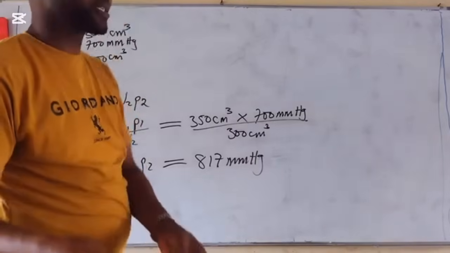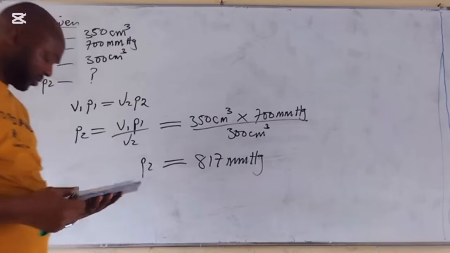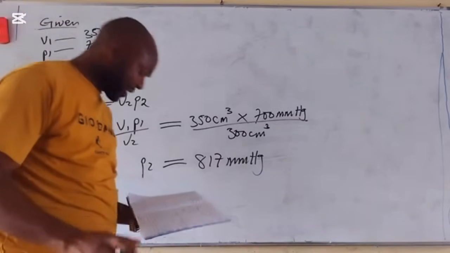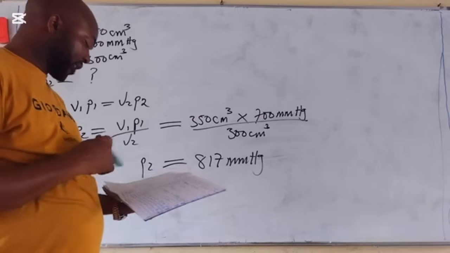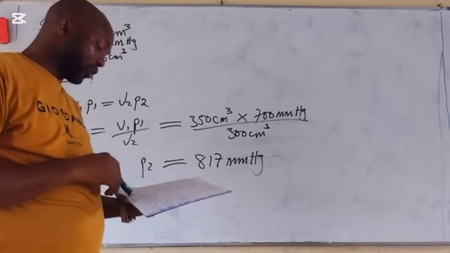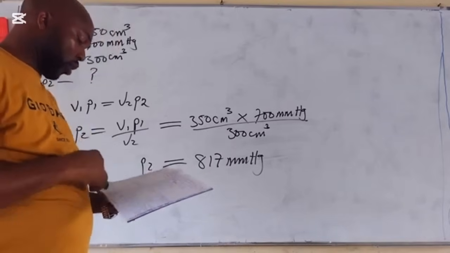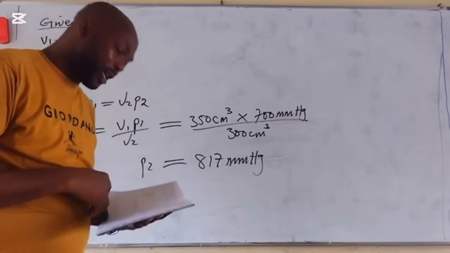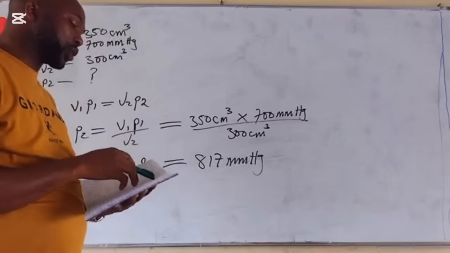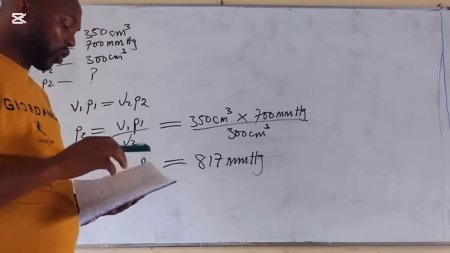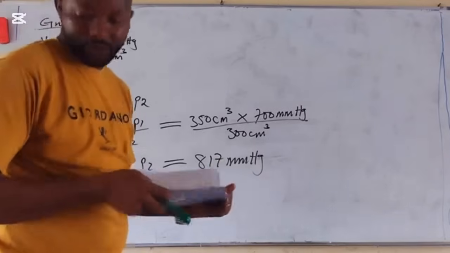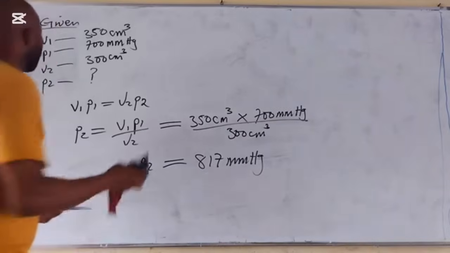Let's take our sixth question. A gas has a volume of 500 cm cube when a pressure of 76 millimeter of mercury is exerted on it. What will its volume be if the pressure on it is changed to 73 millimeter of mercury, assuming temperature remains constant? So we're looking for V2 this time around.